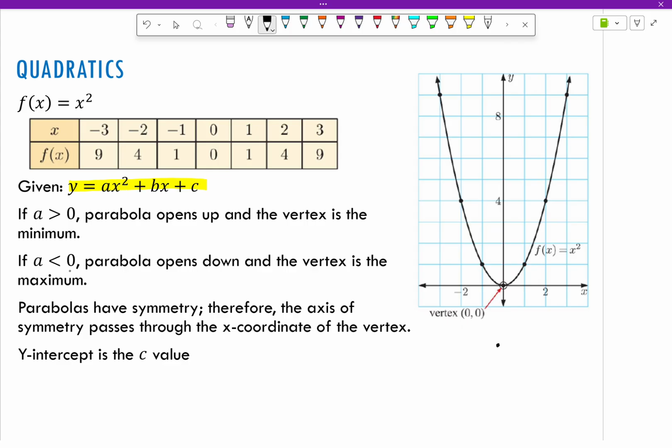If the a value is less than 0, then it's going to open down, and its vertex will be the maximum value. Parabolas have symmetry. That means the left and right side are identical to each other. Therefore, you have an axis of symmetry passing straight through the middle, going through the x-coordinate of the vertex. And the c value in standard form is our y-intercept.